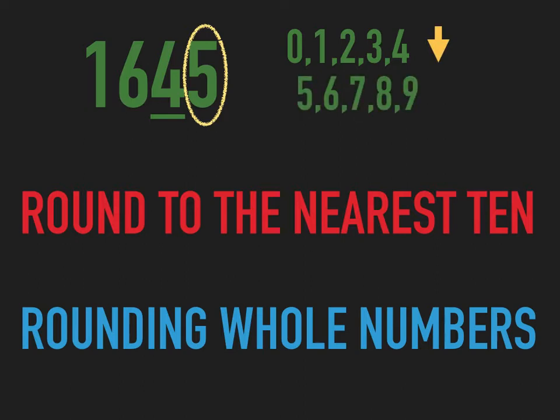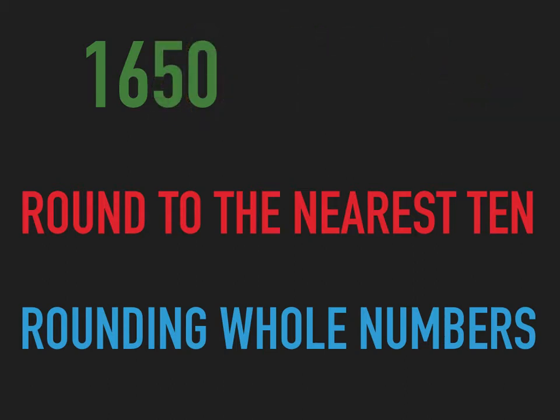But if it's a 5, 6, 7, 8, or 9, then that is rounding up, and that means the 4 is going to increase by 1. So for example, in this case, the 5 is in the rounding up department. So that means the 4 is going to switch to a 5. And we put a 0 in the ones place.